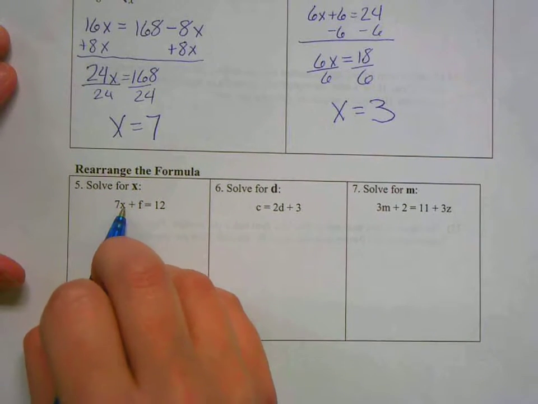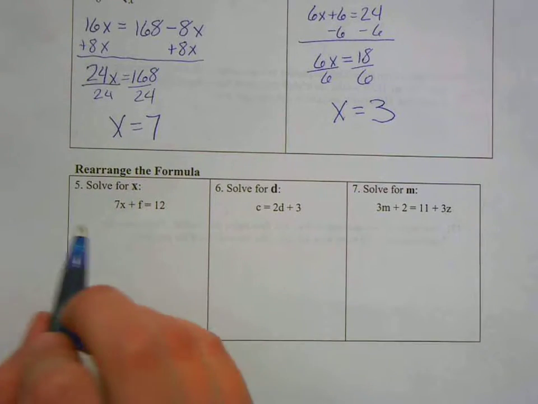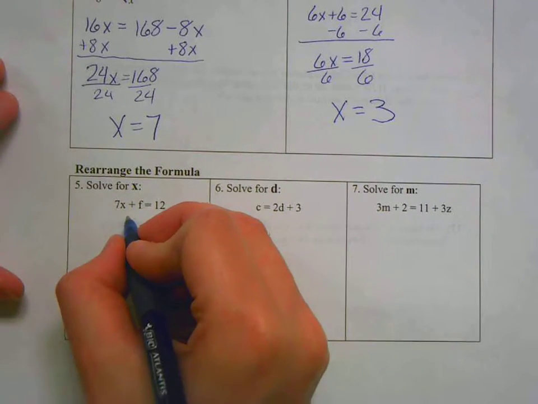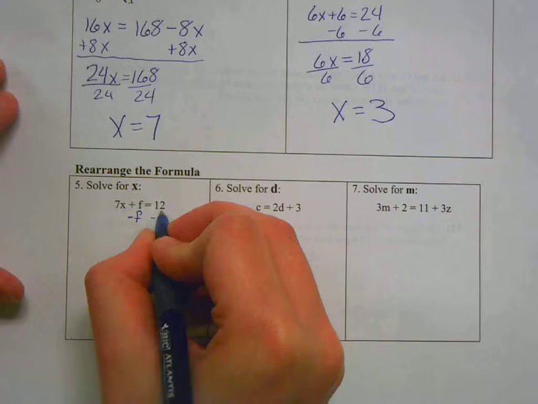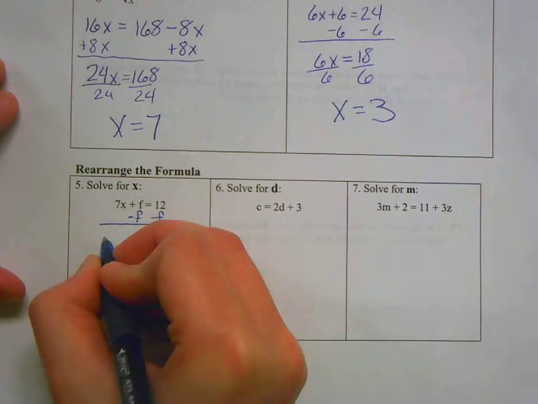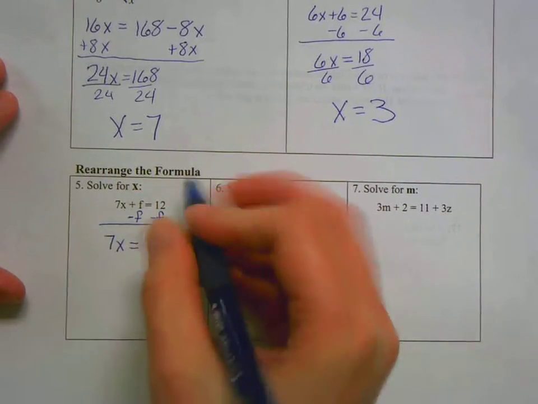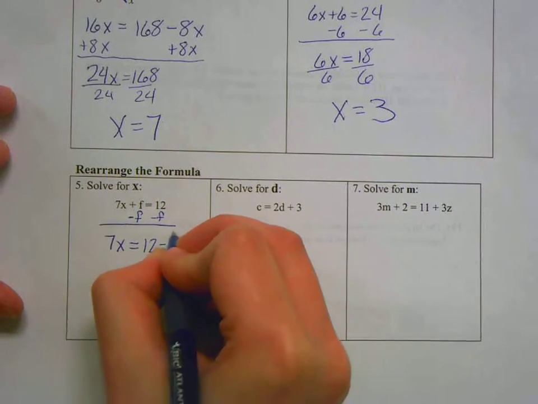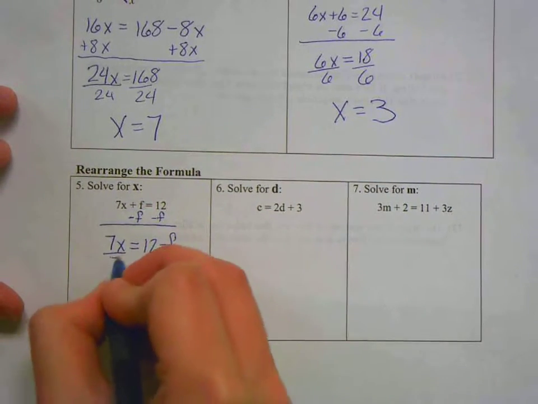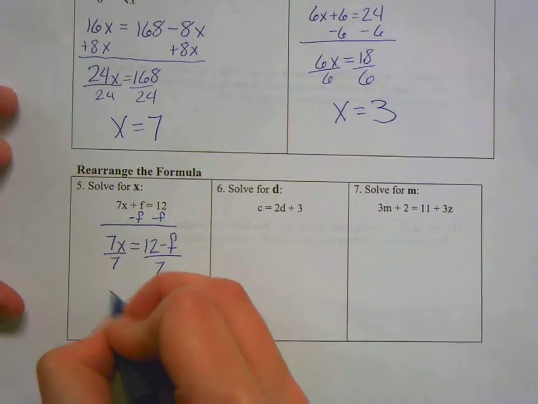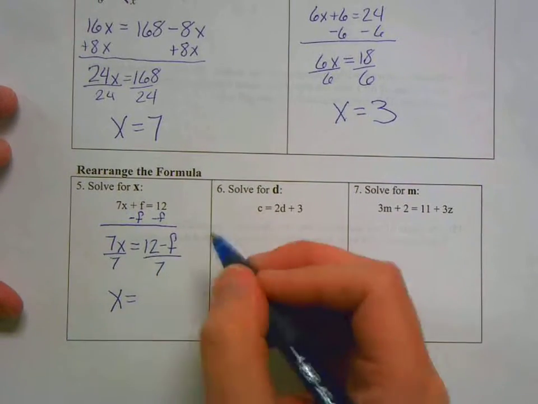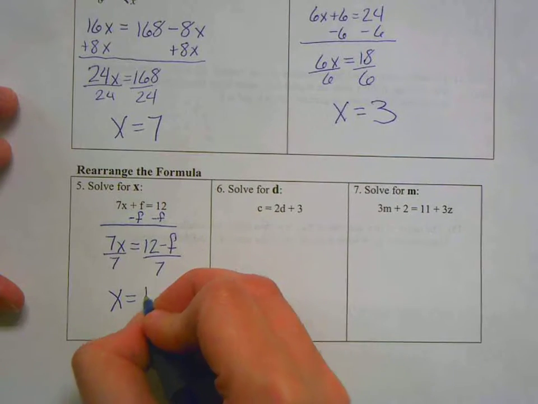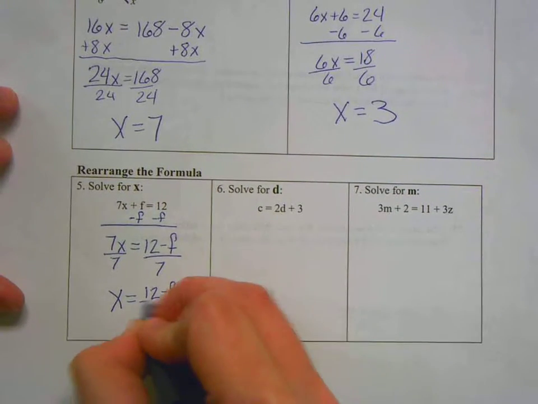So to get x by itself here, I've got a 7 and an f on the left-hand side that I need to move. Always move anything that's being added or subtracted first. So since f was adding, we're going to subtract it. Now 12 and f I can't actually combine, so it's just going to stay 12 minus f. Then the 7 is getting multiplied, so we will divide it. And again, I can't divide 12 or f by 7, so it's just going to say 12 minus f divided by 7.